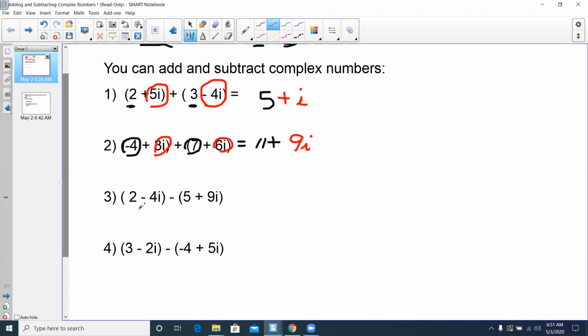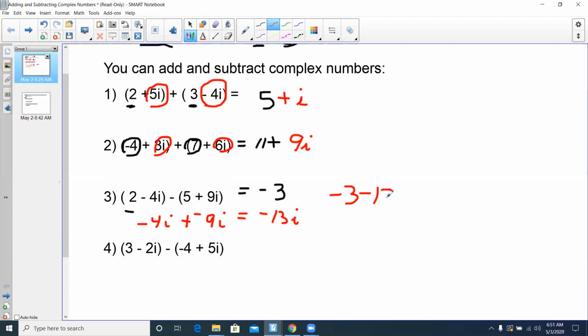All right, come down here, we have 2 minus 5. 2 minus 5 is negative 3, right? And then we're going to do the imaginary part. It's going to be a little bit trickier with the negative signs. This is going to be negative 4i minus 9i. So a negative minus a 9i, make that a plus negative if you want. That makes that negative 13i, right? So our answer is negative 3 minus 13i. That's our final answer for that.